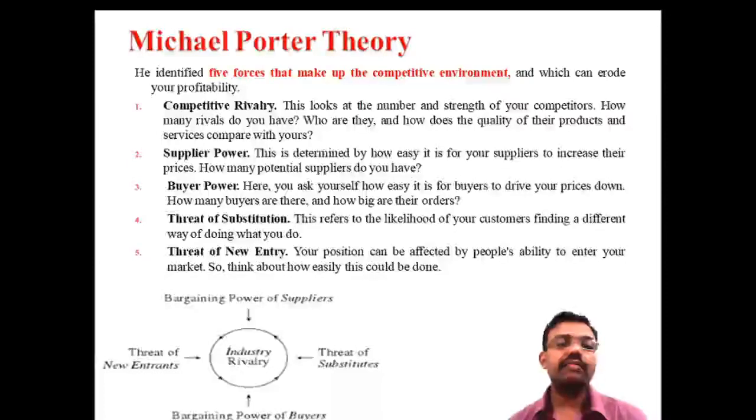These are the five important factors in Michael Porter's theory. Michael Porter believed that the competition, competitors, buyers, suppliers, and substitute products are very important factors affecting you as a business. Therefore, he made the five important forces: competitive rivalry, supplier power, buying power, threat of substitution, and threat of new entry. These are the five forces affecting you as an industry. This theory is known as the Michael Porter theory.